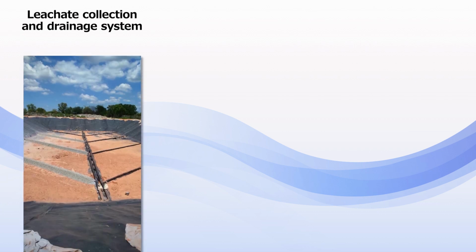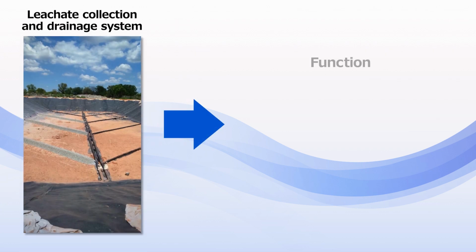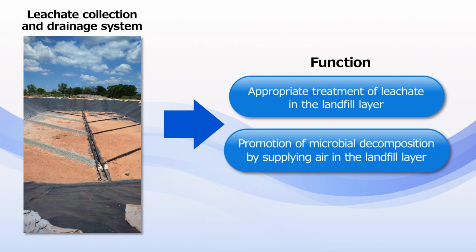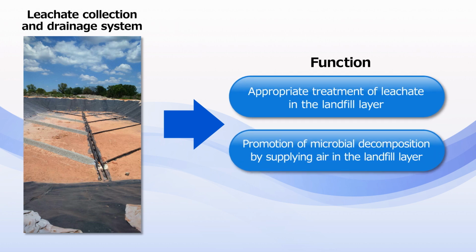In order for the Fukuoka method to function as a semi-aerobic landfill structure with low environmental impact, a leaching water collection and drainage system is indispensable. In this chapter, we will take a closer look at the function of the leachate collection system and the flow of water and air.